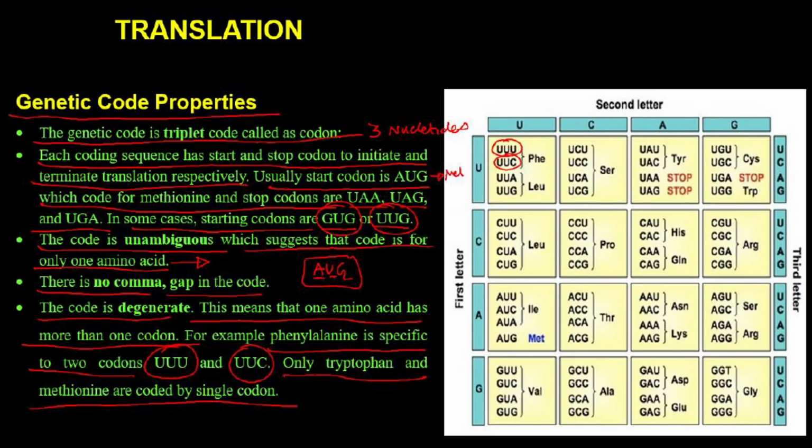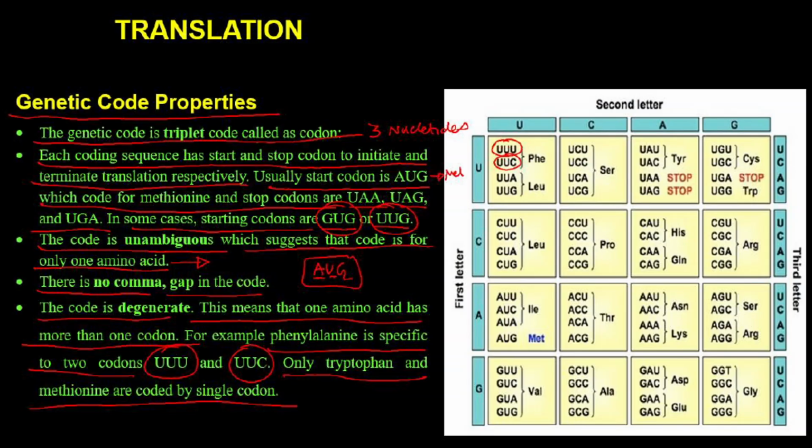Genetic code properties. The genetic code is a triplet code called the codon. Each coding sequence has a start and a stop codon to initiate and terminate the translation respectively. As I've told you, a start codon is there and a stop codon is there. The stop codons are UAA, UAG, and UGA, and the start codon is AUG, methionine. In almost all cases, the start codon is AUG, methionine only.